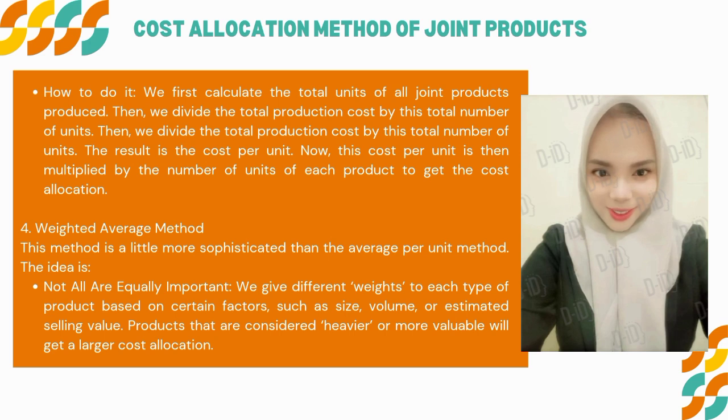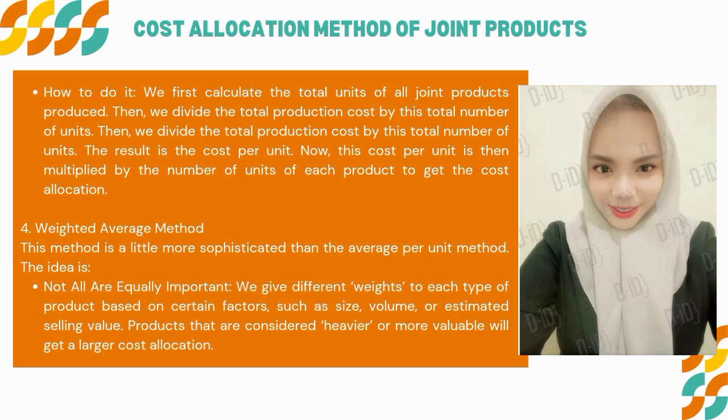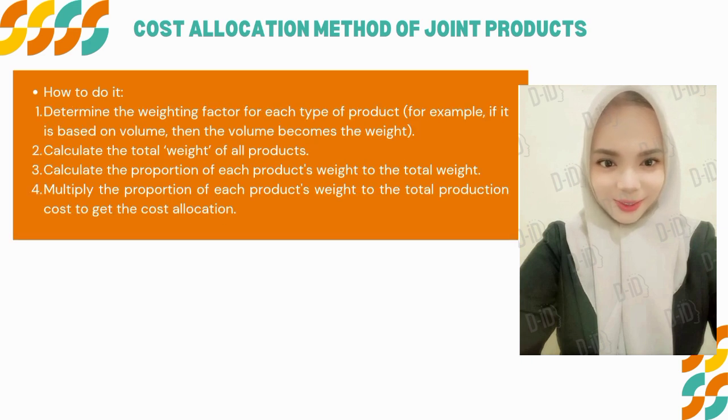4. Weighted average method. This method is a little more sophisticated than the average per unit method. The idea is, not all are equally important. We give different weights to each type of product based on certain factors, such as size, volume, or estimated selling value. Products that are considered heavier or more valuable will get a larger cost allocation. How to do it? Determine the weighting factor for each type of product, for example. If it is based on volume, then the volume becomes the weight. Calculate the total weight of all products. Calculate the proportion of each product's weight to the total weight. Multiply the proportion of each product's weight to the total production cost to get the cost allocation.